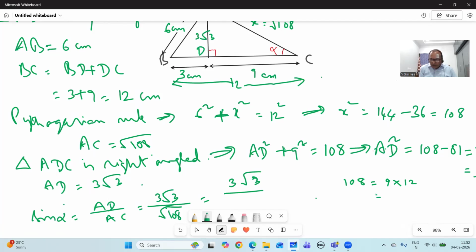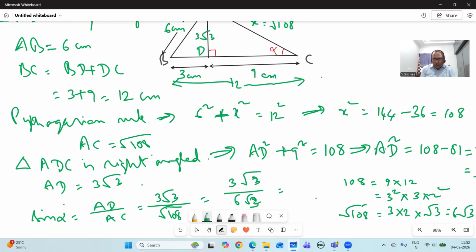Now this is 3 square into 3 into 2 square. 108 is 12 times 9, and 12 is 3 into 4. So square root of 108 becomes 3 into 2 into 3 root 3. I'm taking square roots. Square root of 3 square is 3. Square root of 2 square is 2 into root 3. That is 6 root 3. So this is by 6 root 3. This is right. Root 108 is 6 root 3.